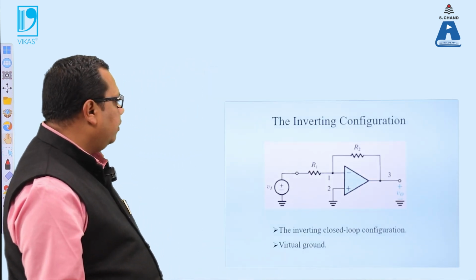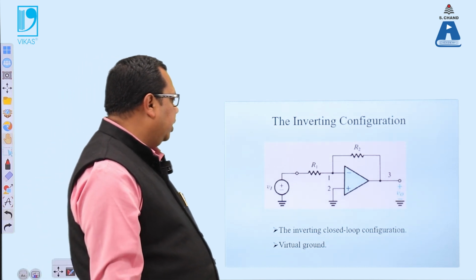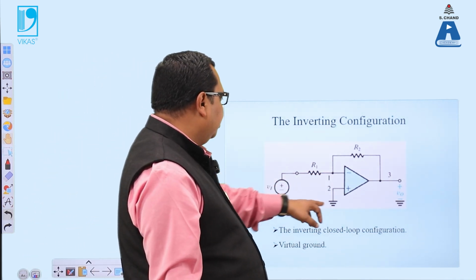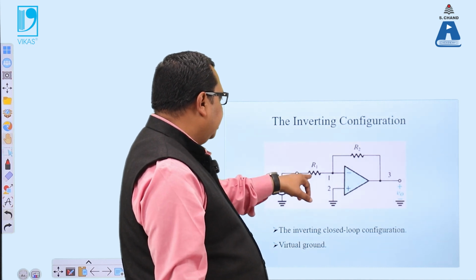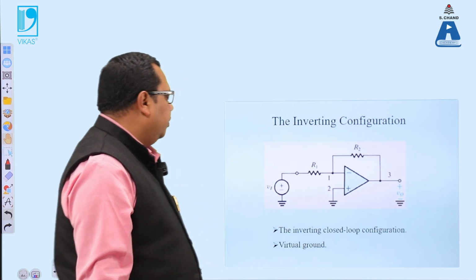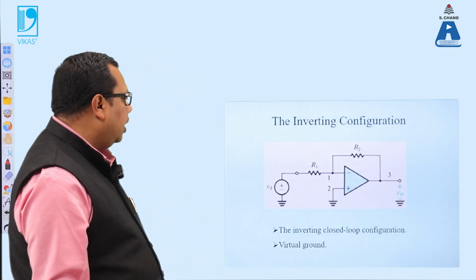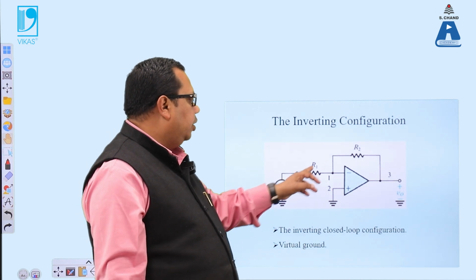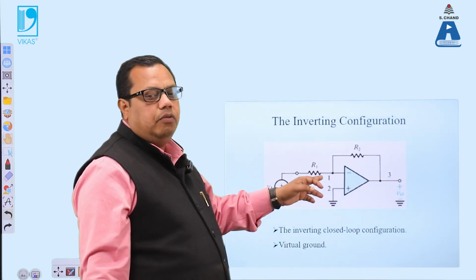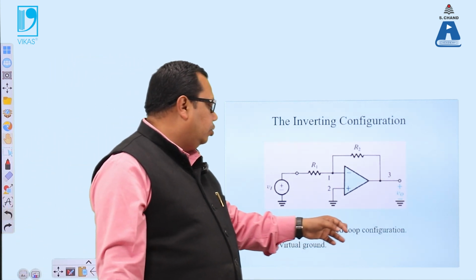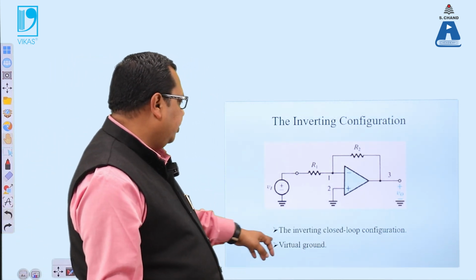Then we have the inverting mode configuration. We can see the inverting mode here: this is leg 1 and this is leg 2. Leg 2 is grounded and leg 1 is connected to R1, and R2 is connected to the output. So R1 is connected to the input, and the input is connected to the output with one more resistance, which is R2. So this is the inverting closed loop configuration with a virtual ground.